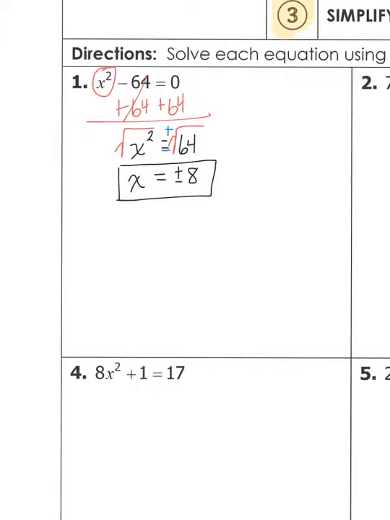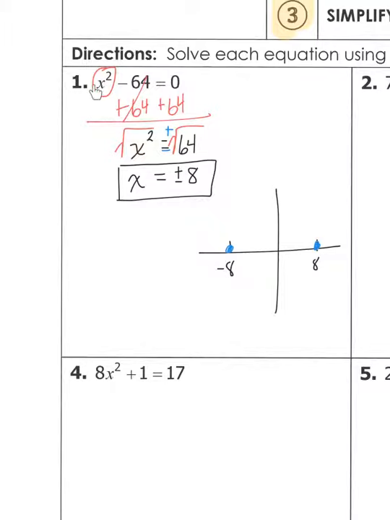Well, what do these answers mean? Remember, we're solving the quadratic. So this tells us what our roots are, our zeros, our x-intercepts, they're all the same thing. These two answers are where the parabola crosses the x-axis. So if this were my xy coordinate, and this were 8, and this were negative 8, my parabola would cross the x-axis at 8 and negative 8.